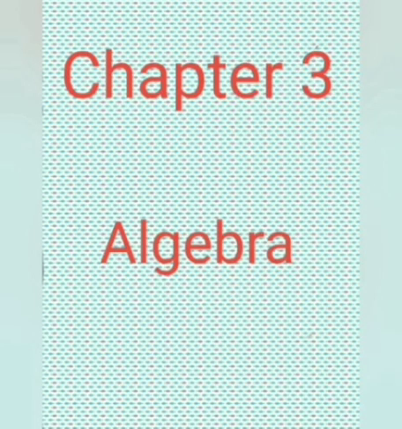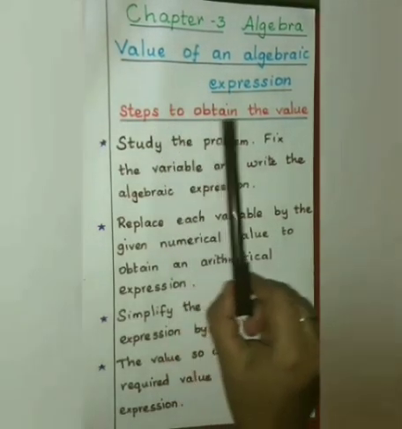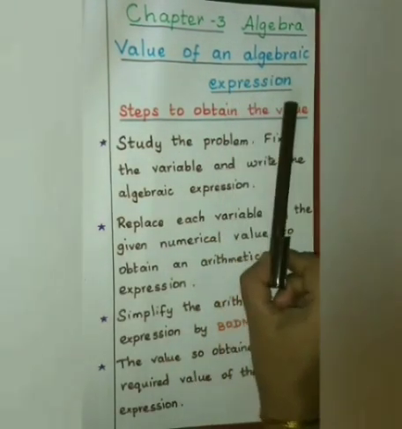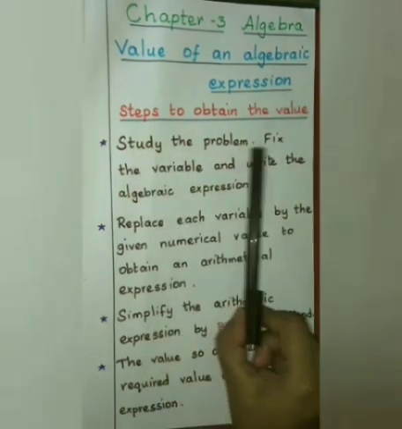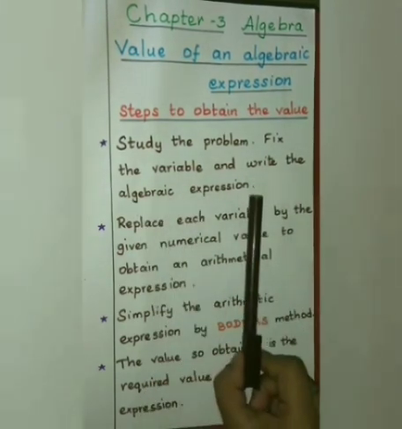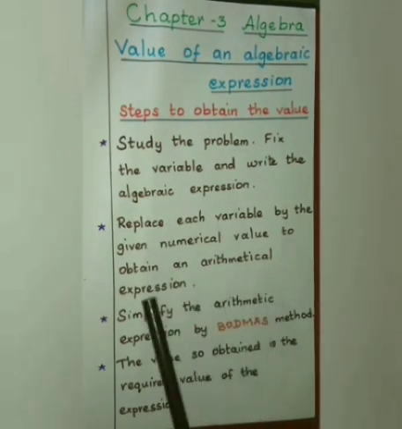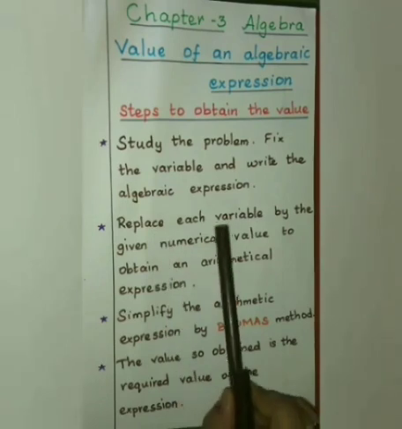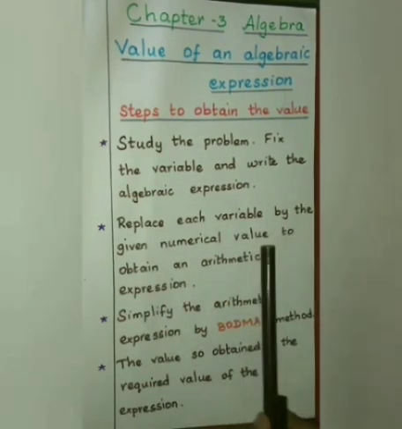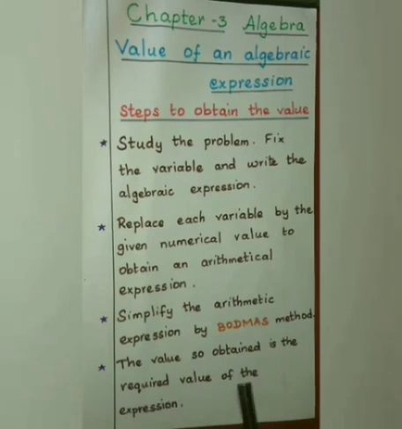Today we are going to see in chapter 3 algebra how to find the value of an algebraic expression. Let us see the steps to obtain the value of an algebraic expression. First step, study the problem, fix the variable, let it be any variable, and write the algebraic expression. In the second step, you convert the algebraic expression to an arithmetical expression by replacing each variable by the given numerical value. The third step, by the BODMAS method, simplify the arithmetic expression. The value so obtained is the required value of the expression.